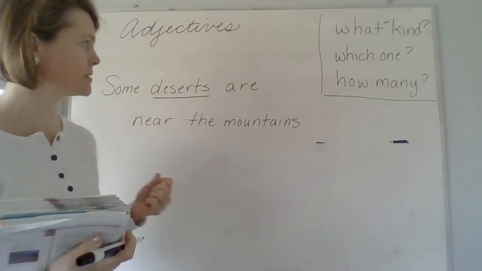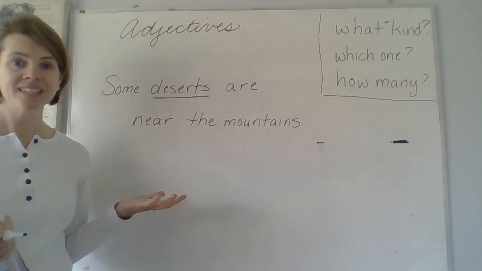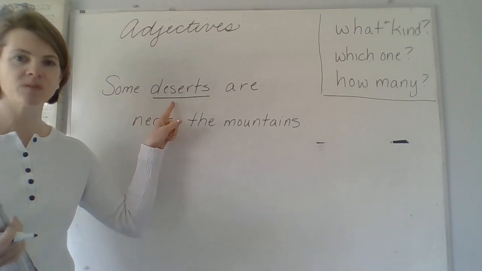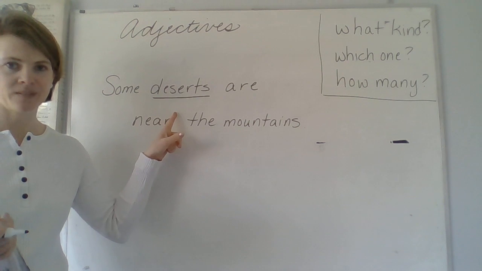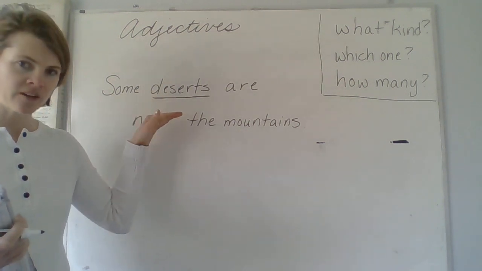Let's take a look at the sentence. Some deserts are near the mountains. In this sentence, they've already helped us out by finding our noun, our person, place, or thing. Deserts is a thing, deserts is a place. This is our noun. Isn't that nice? They found that for us. You're welcome.